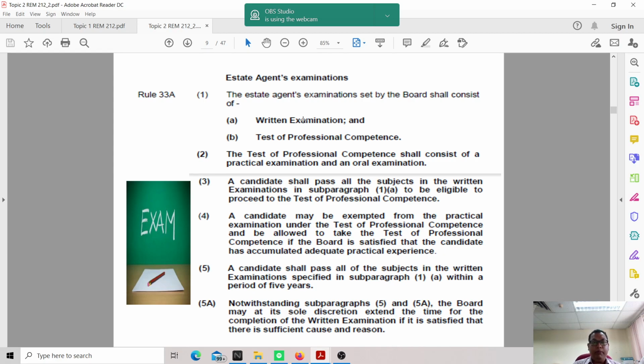Whether they take these papers, like what you are doing now. You have papers in building survey, building technology, valuation, and estate agency. So if you complete your diploma program, then you are exempted from taking this written examination, whereby you can go straight to becoming a probationary estate agent. And after you complete your term as a probationary estate agent, then you can take the TPC, which is the test of professional competence.